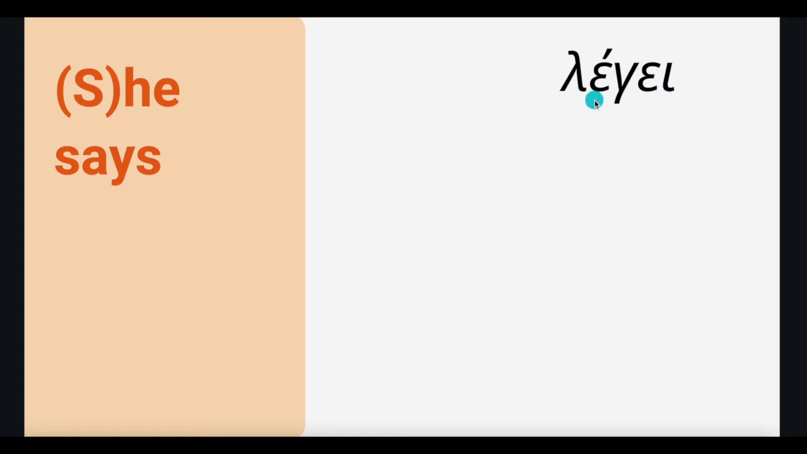Lege. And so the epsilon iota together make the same sound as the E and I in the spelling of the number 8 in English. 8. Lege. And that means he says or she says. And you'll just notice on the left, rather than writing both he and she every time, I just put the S in parentheses. And so when you see this, it means he says or she says.